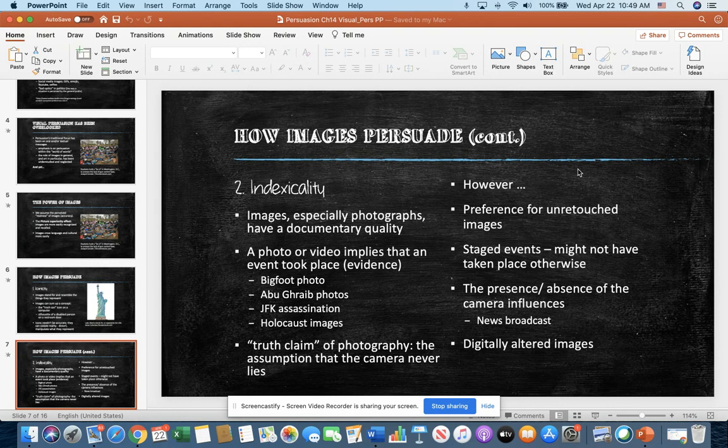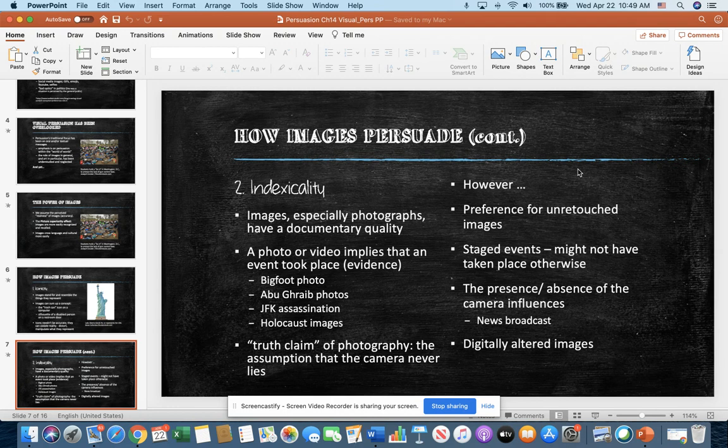Second is indexicality. That images, especially photographs, have documentary quality. That we can look at a picture and we say that something took place here, an event happened. And they show the Bigfoot. I love the new Bigfoot commercials where Bigfoot is tired of being hidden away and he wants to have a little more popularity. But anyway, I don't know if you have seen that. Some of these things are kind of dated for you folks.